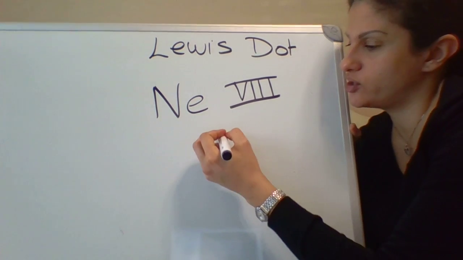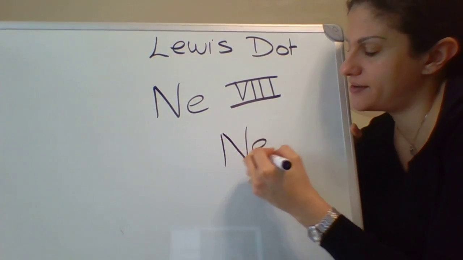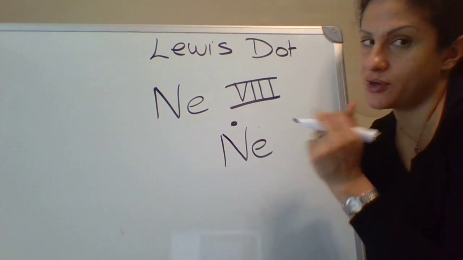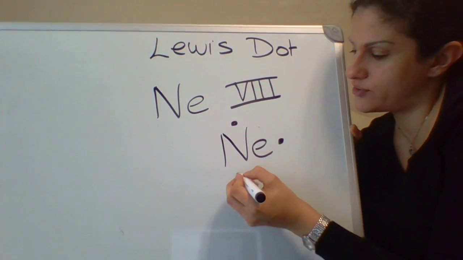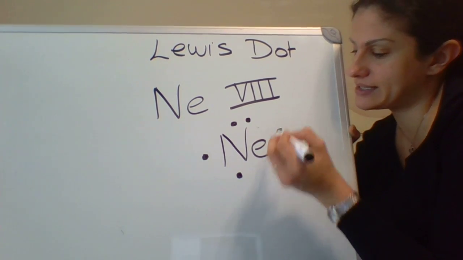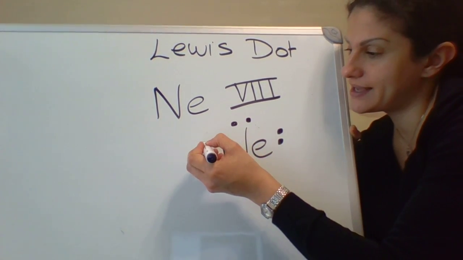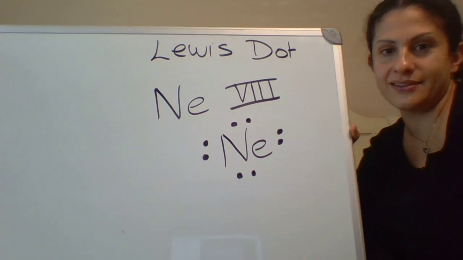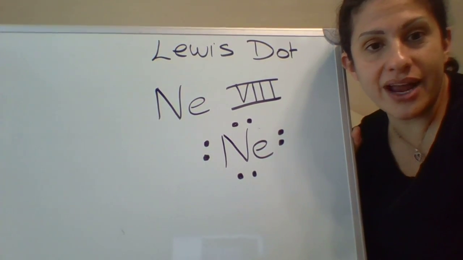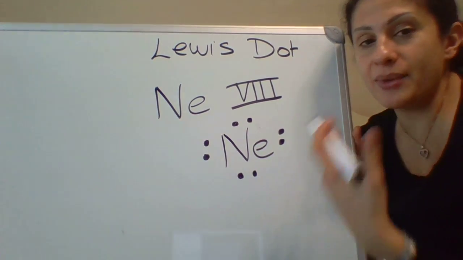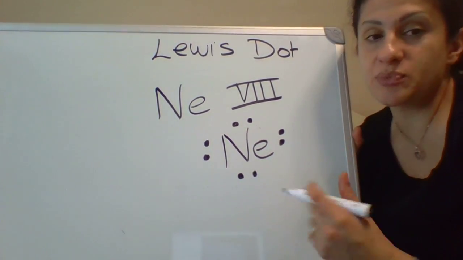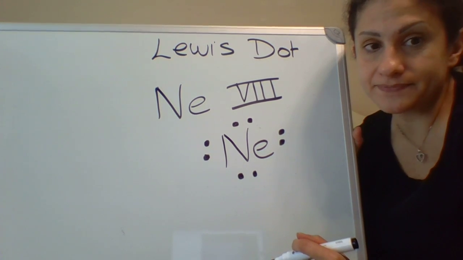8. So when you draw the Lewis dot for neon, 1, 2, 3, 4, 5, 6, 7, 8. Now notice you didn't even have to do the Bohr-Rutherford diagram for it to determine how many valence electrons it had. You were able to find out just by looking at the group number.